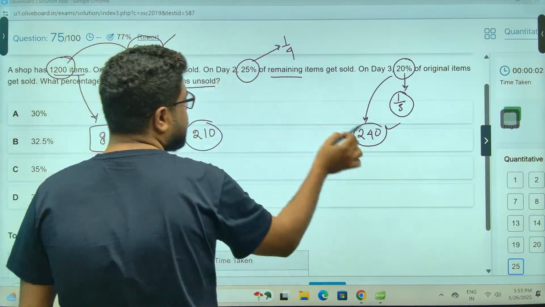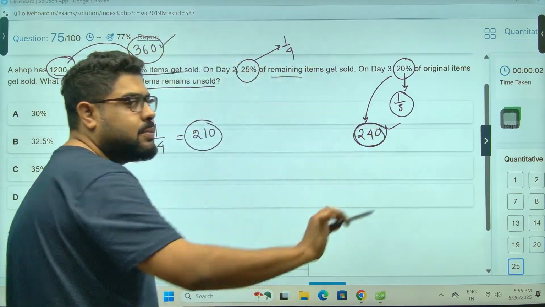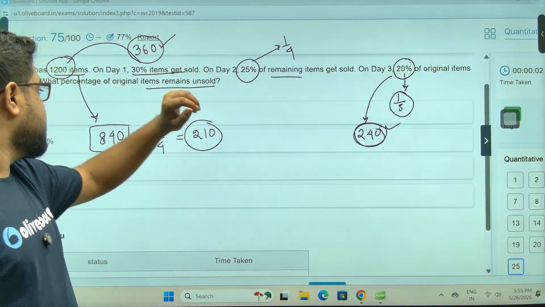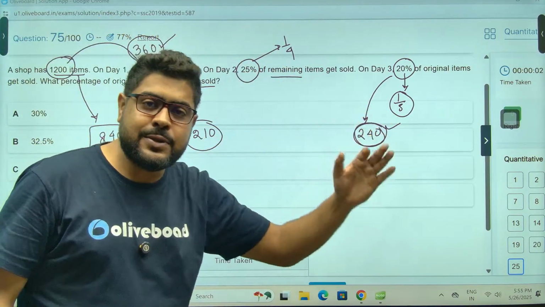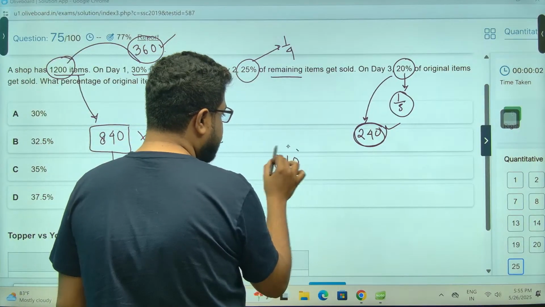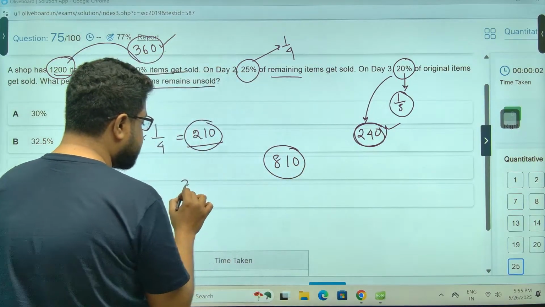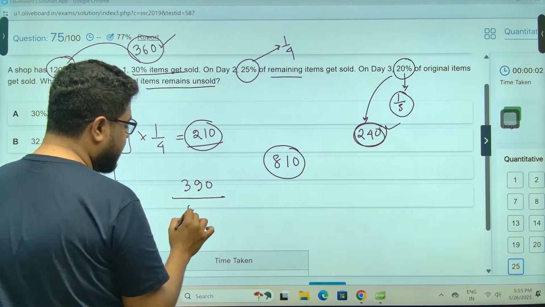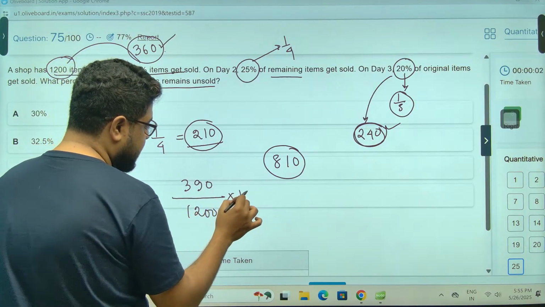360 got sold here, and 240. Take the total: 360 plus 240 gives you 600. Plus 210, sir, 810. It got sold. So that means 390 items did not get sold out of 1200, sir. Into 100 is the answer.